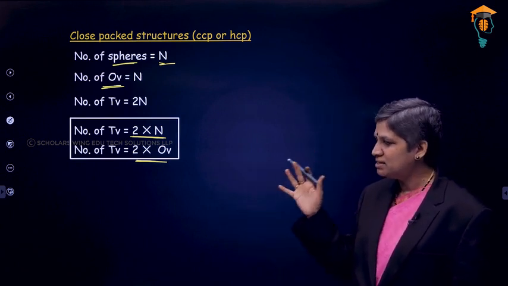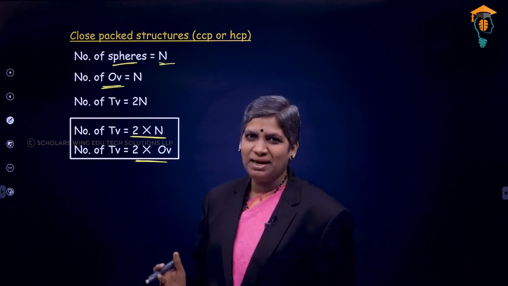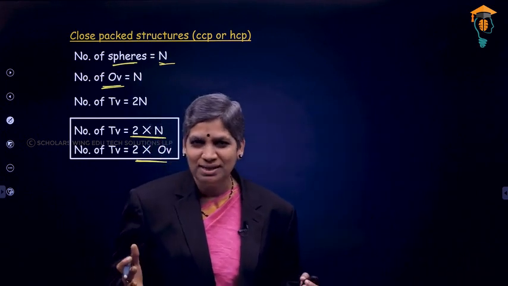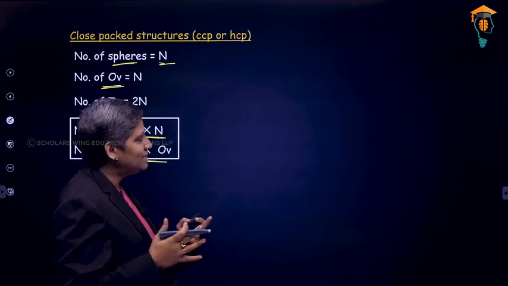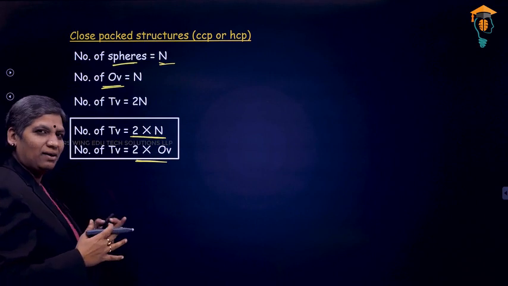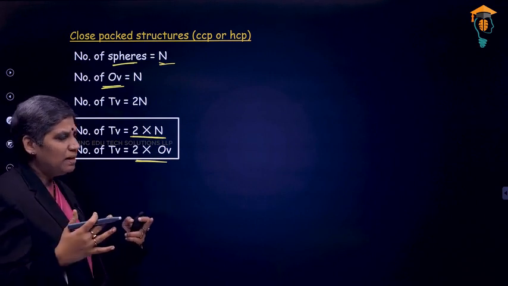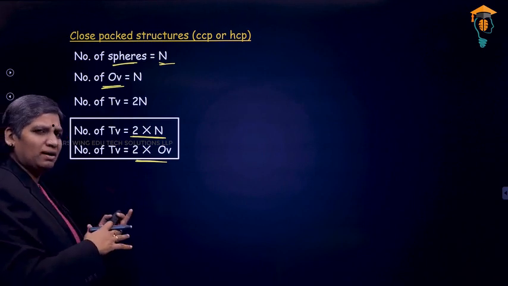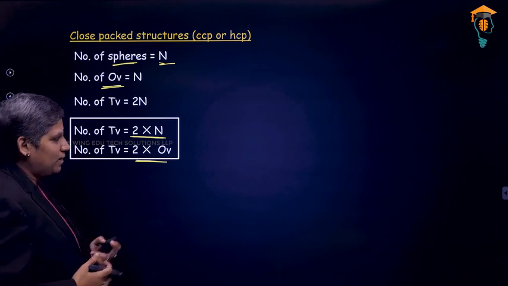To understand this mathematical relationship, we need to first locate the TVs and OVs. That is, tetrahedral voids and octahedral voids. For that, let us take up CCP, that is, the FCC type of unit cell, and continue our discussion, because it applies for CCP as well as HCP. So we will take up CCP. Fine, guys? Okay, let's begin now.